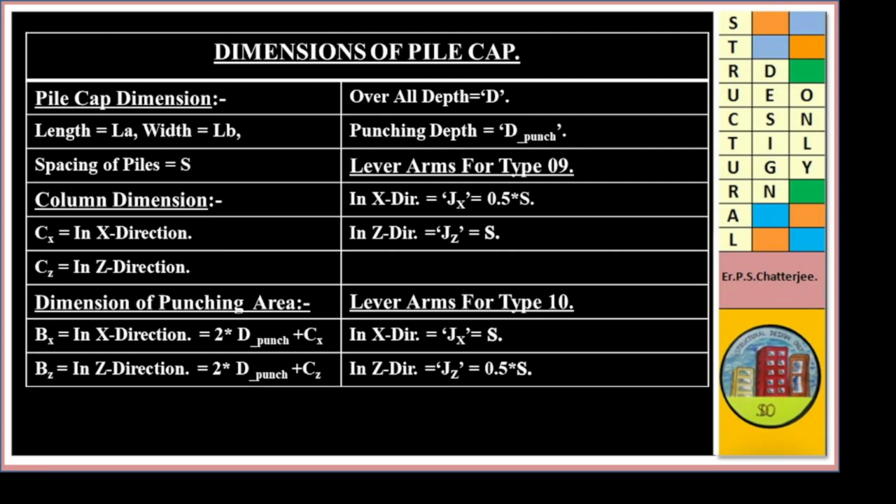Lever arm for type 9 in X direction Jx is equal to 0.5 S. In Z direction Jz is equal to S. Lever arm for type 10 in X direction Jx is equal to S and Jz is equal to 0.5 S.